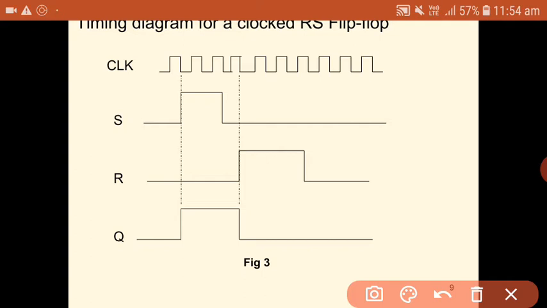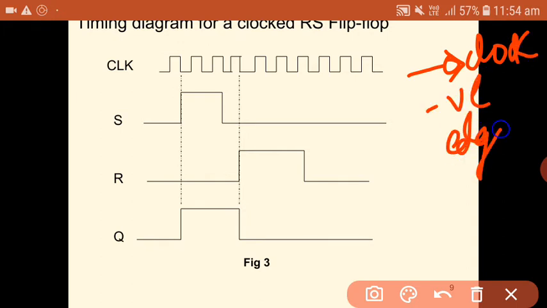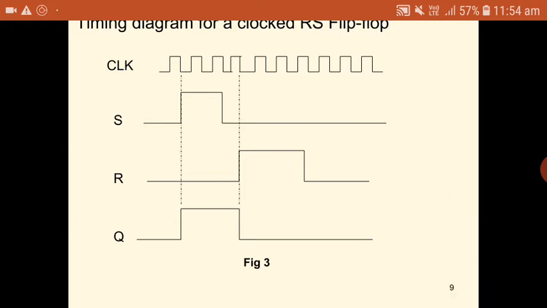let us say I am considering the clock signal like this. I am considering a negative edge triggered clock. That is a negative edge triggered clock. So what happens if I am applying a negative edge triggered clock?